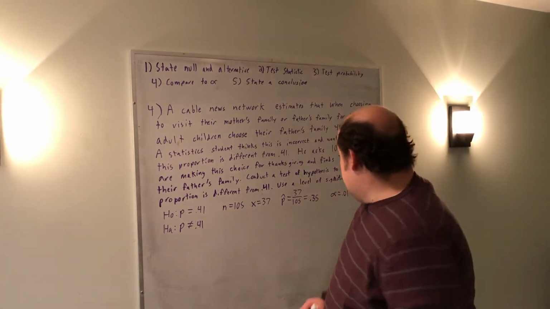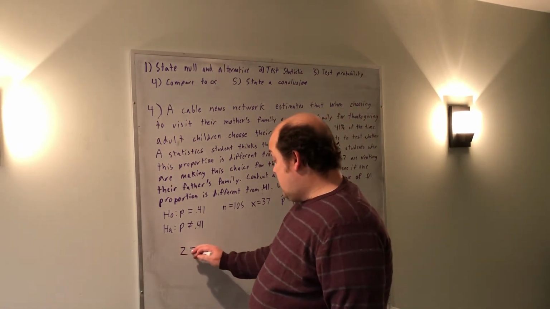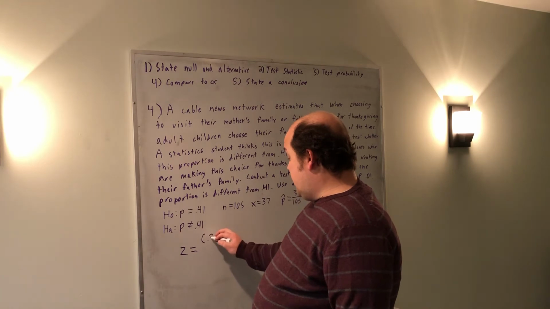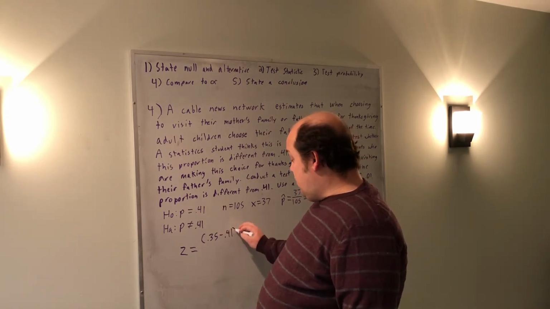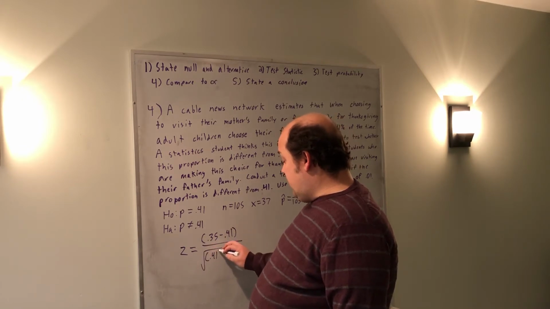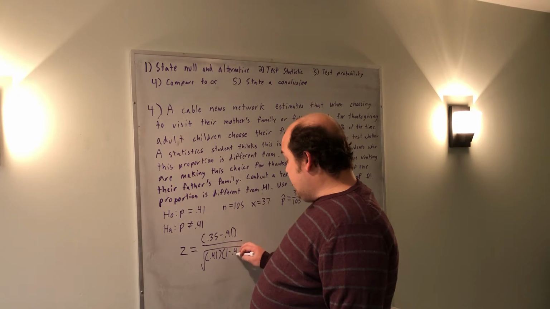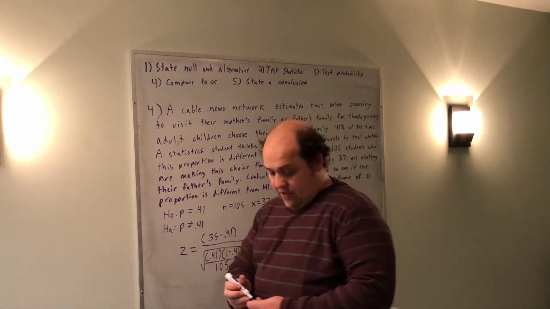Now that I've got everything I need, I can calculate my z-score as the sample value, 0.35, minus the value under the null and alternative, 0.41, over the root of that same 0.41 from the null and alternative, 1 minus 0.41, divided by n, which in this case is 105.